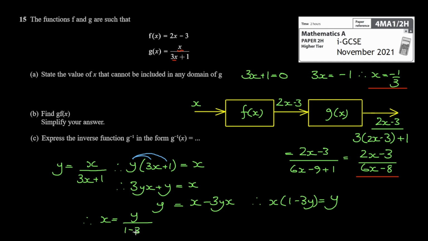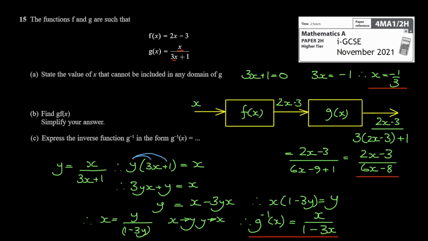minus 3y. And now we swap x to y and y to x in the usual way, because we're going in the wrong way into the box, so our output becomes our input and our input becomes our output. So therefore I get that g to the minus 1 of x, the inverse function, is equal to x divided by 1 minus 3x. And that's your answer.